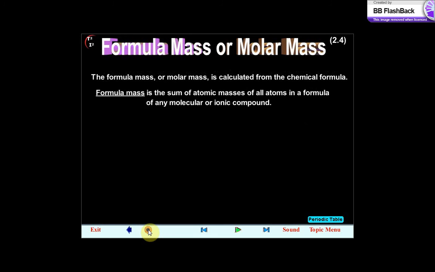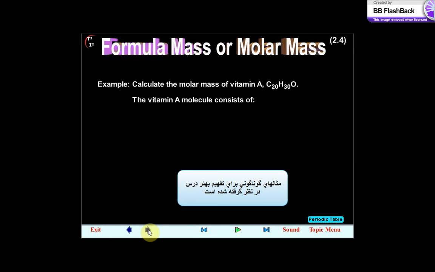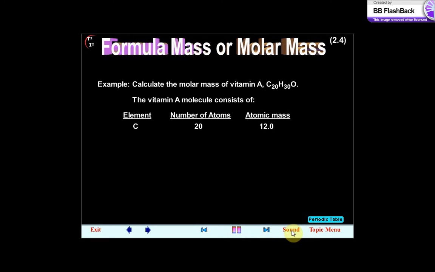First, it teaches the students how to calculate the molecular mass, and after that, it usually solves several examples. For example, over here, there's one example. It says calculate the molar mass of vitamin, and it teaches how to calculate the molar mass. Over here, you can click on sound and you can hear it. Element H, number of atoms 30, atomic mass 1.0. Element O, number of atoms 1, atomic mass 16.0.